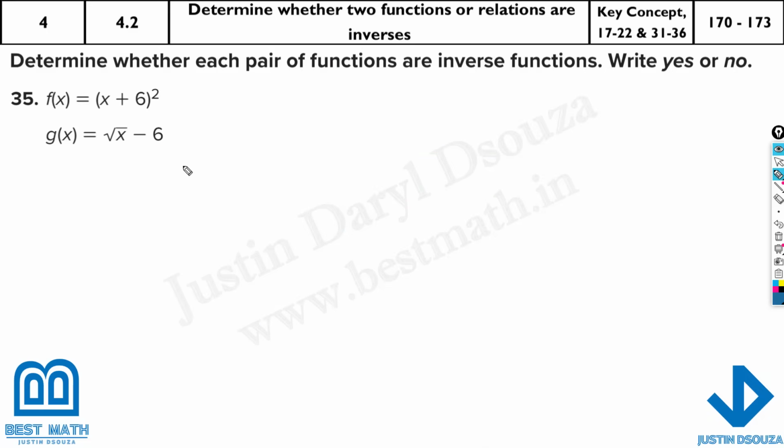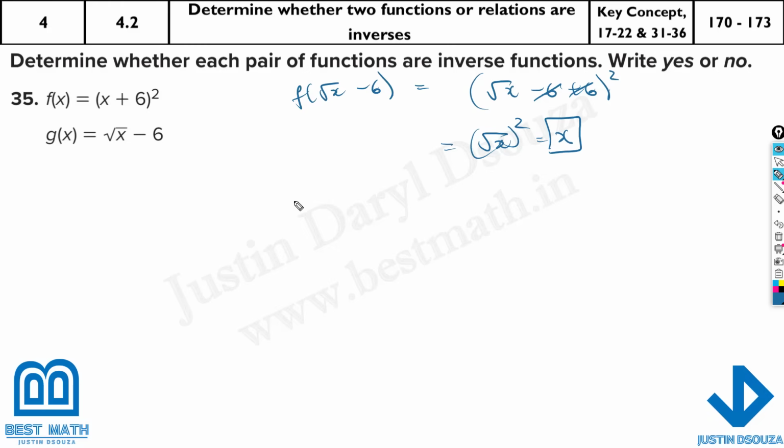The next problem as well is similar. Now we will find f of square root x minus 6. That will be over here, square root x minus 6 plus 6 the whole square. But before we square it, cancel this minus 6 plus 6. So it's going to be square root x the whole square. That's x. Yes, absolutely, this is inverse.